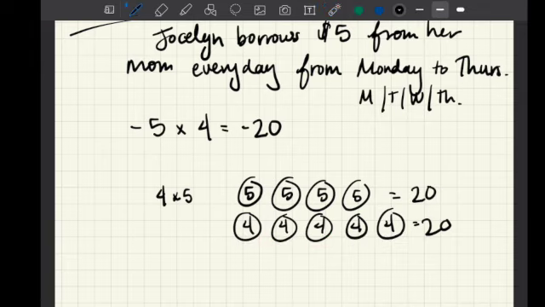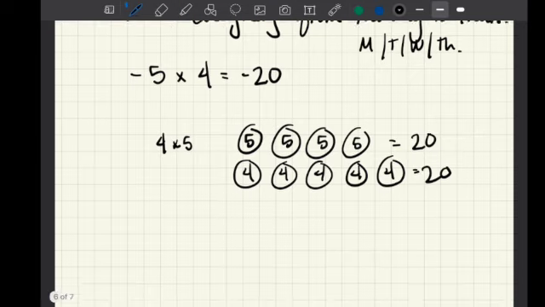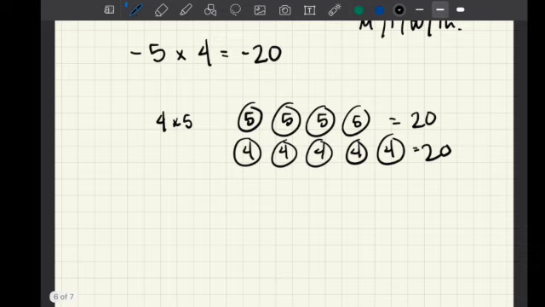Okay? But if we're talking about multiplying a negative number and a positive number, like negative 5 times 4, we can't really have negative groups. So we can really only visualize this as 4 groups of negative 5.